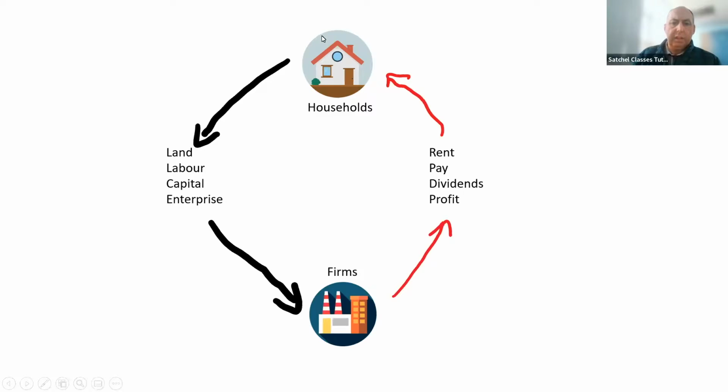So we can see that there is an interdependence between households and firms. Firms depend on the factors of production supplied by households, and households require payment for those factors of production. And that will go round and round and round in a circular flow. Between the two, households consume the goods and services that the firms produce, so enabling them to pay using the rent, the pay, the dividends and the profit. So it allows a circular flow to happen.